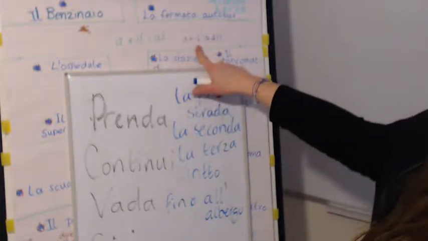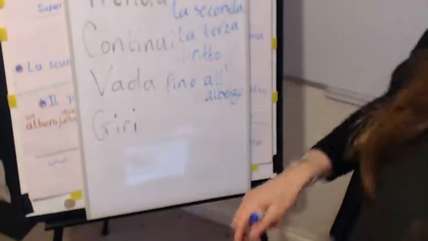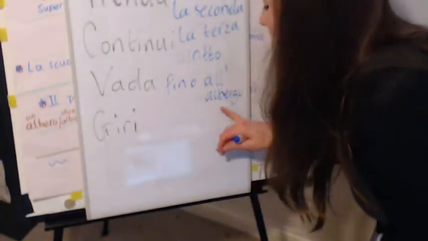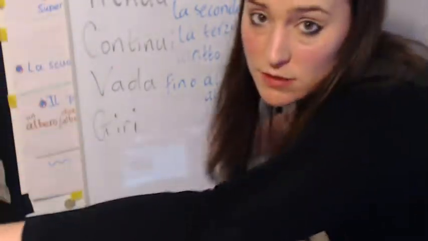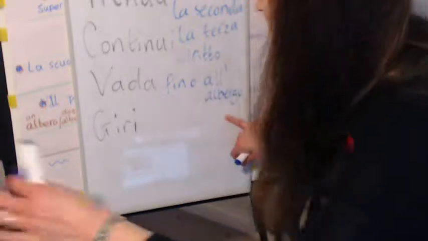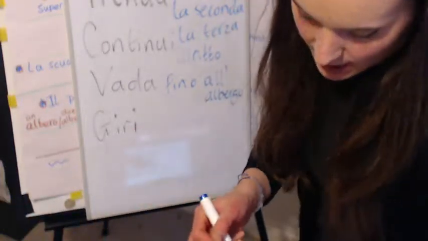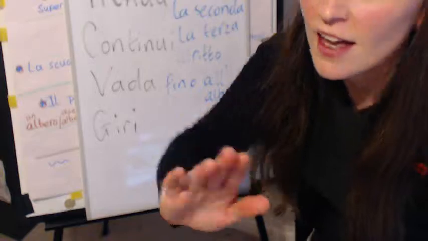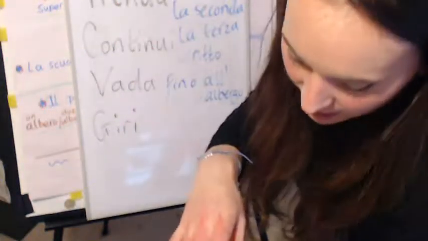Looking at that. Here, A plus L apostrophe equals A double L. So, vada fino all'albergo. Go as far as the hotel. And then you might hear something like giri a sinistra or a destra, so turn left or right.